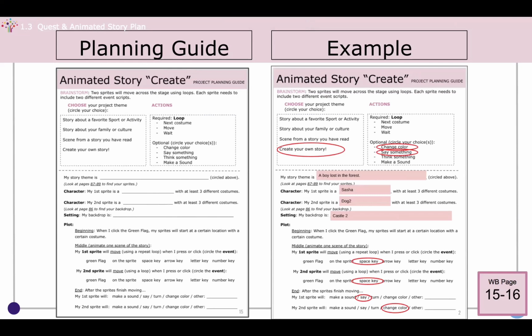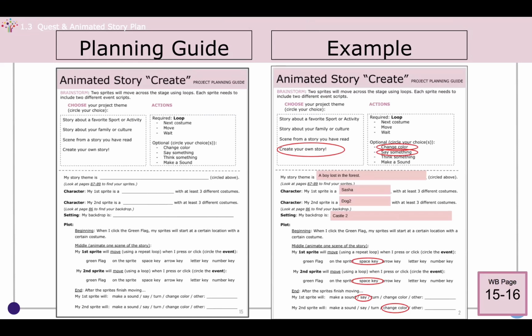It's on to the planning guide. So here we have the planning guide on the left-hand side and then an example finished planning guide on the right-hand side. So they're going to brainstorm about an animated story using 2 sprites that will move across the stage using loops. Each sprite needs to include 2 different event scripts.